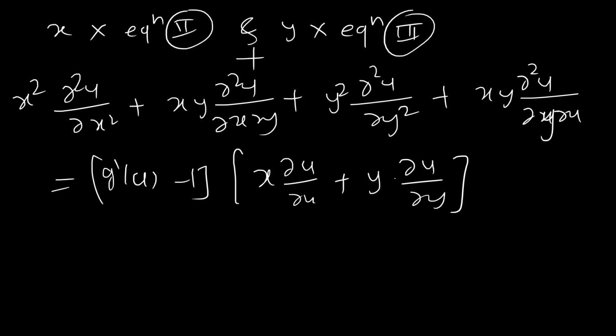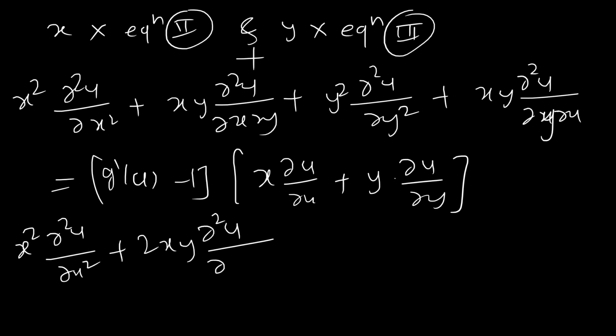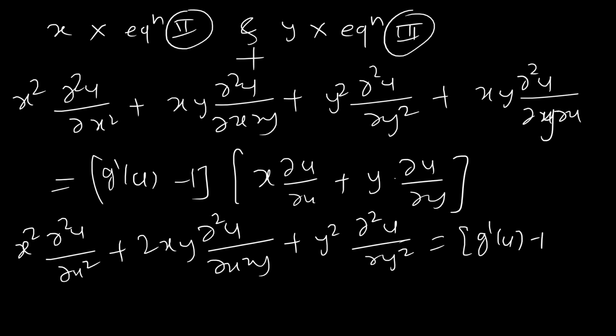Since for a continuous function mixed partial derivatives are equal, by adding these together we have x square dou 2u by dou x square plus 2xy dou 2u by dou x dou y plus y square dou 2u by dou y square equals g dash of u minus 1. Now from equation number 1, the bracketed term is the modified Euler's theorem's LHS, so by equation number 1, its RHS is just g of u, which is our required result. Hence the proof. Now let us take one example.